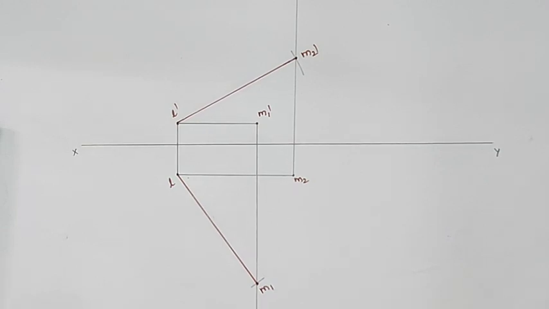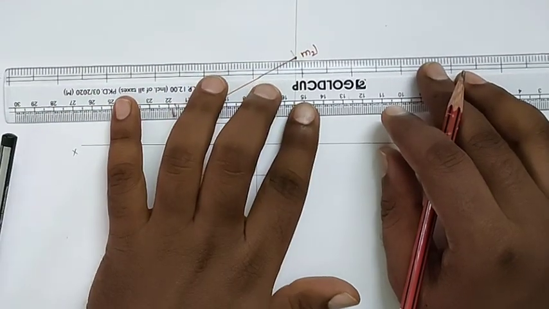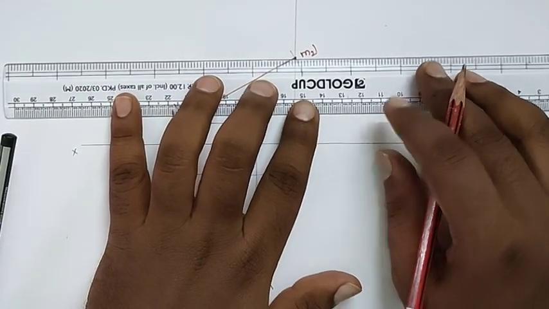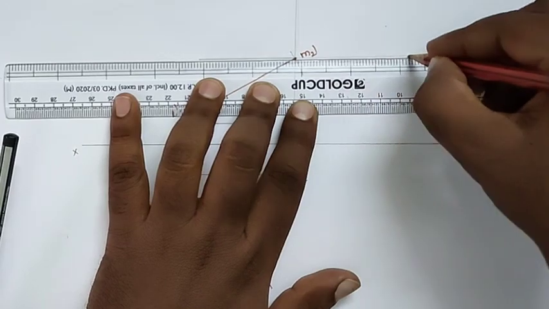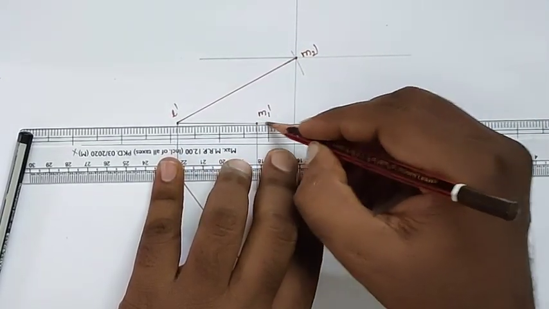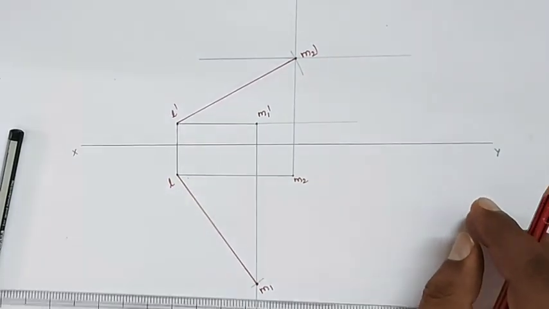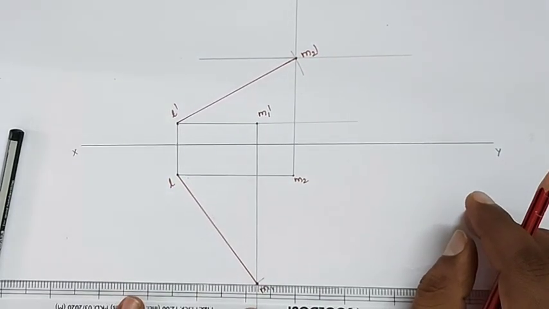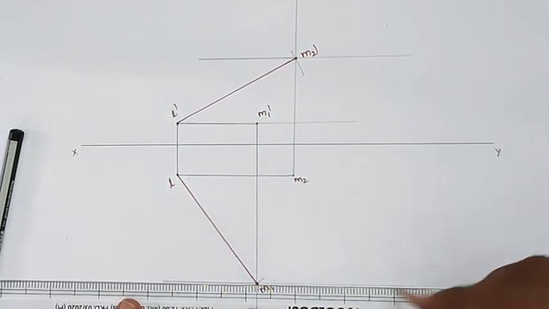So first of all I am drawing the projections. For drawing the projections from the points on the line, we will draw the horizontal lines from all the points. From M1 also we will draw the horizontal line.